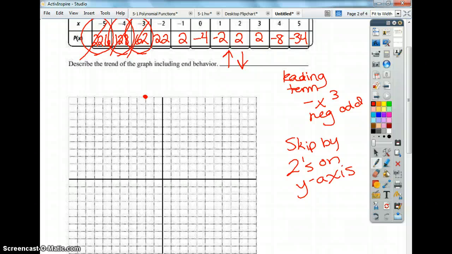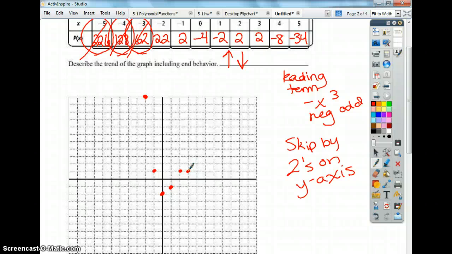Now go left 1, up 2. Remember, we're skipping by 2, so it's really just left 1, up 1. Over 0 down 4. Over 1 down 2. Remembering we're skipping by 2s. Over 2 up 2. Over 3 up 2. Oh, that's funny. Look how those are side by side. That's okay, because between those, it's actually going to take a little turn.